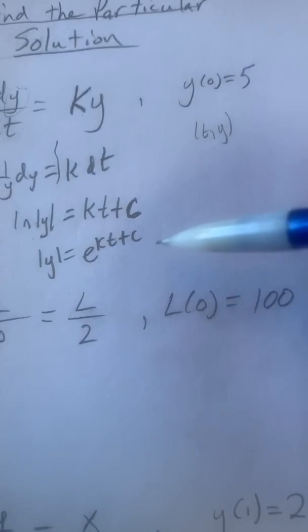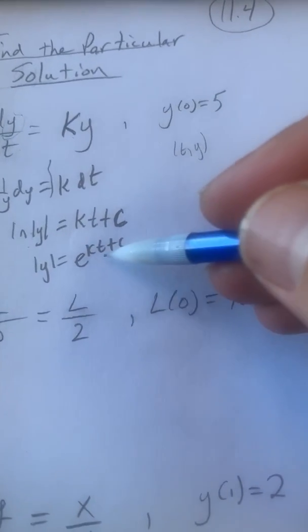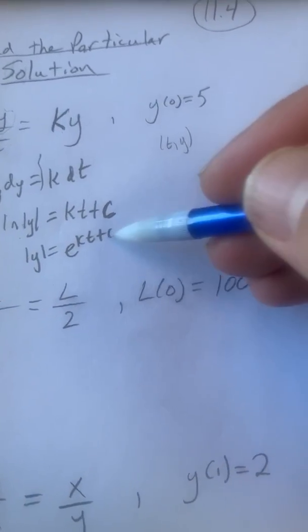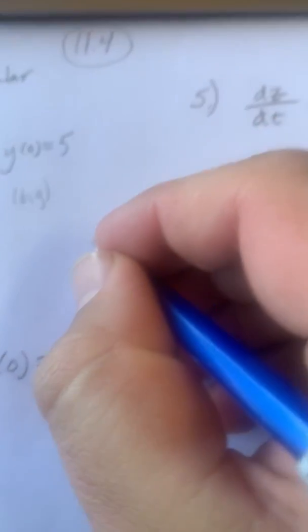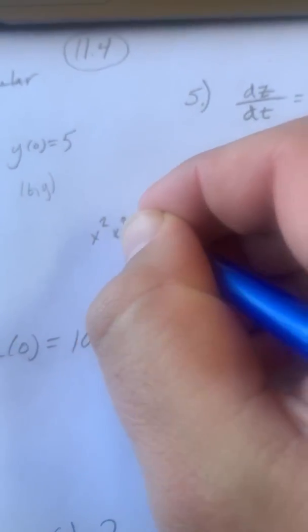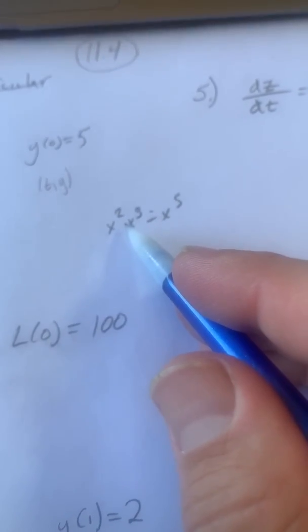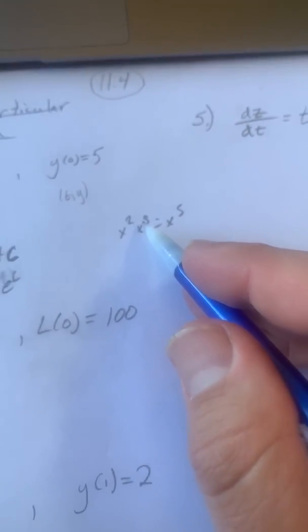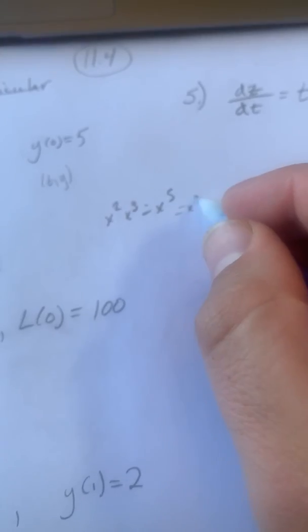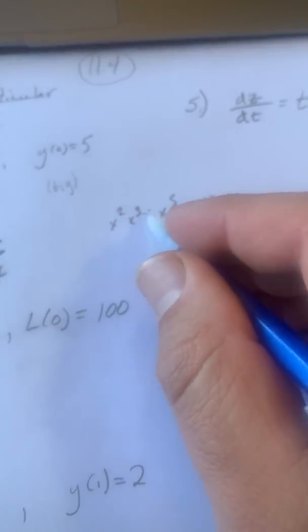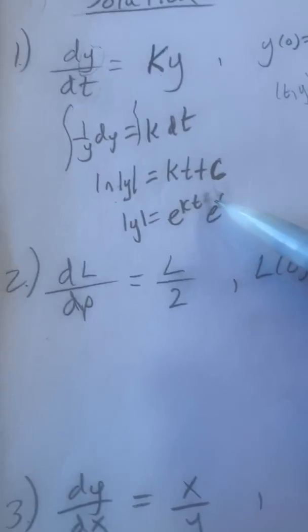Okay, so we now have e to the kt plus c. This plus c is going to become an e to the c. You can think of it like an exponential rule in the opposite direction. If we have x squared times x cubed, it's equal to x to the fifth. Well, if we have x to the fifth, we are certainly welcome to break it up into parts: we could write it as x to the 2 plus 3 and then split that up into its own x squared times x cubed. So that's what we're doing here.